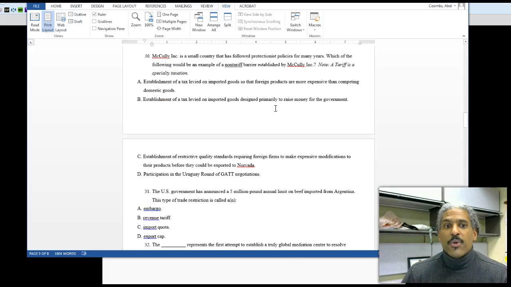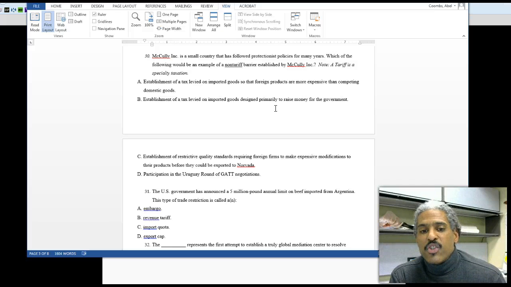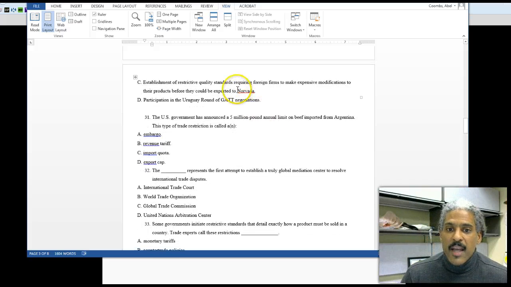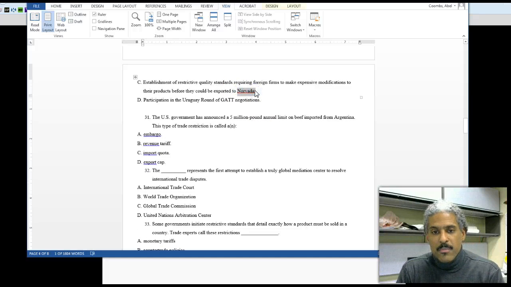Let's continue on. 30. Mr. McCully Inc. is a small country that has followed protectionist policies for many years. Which of the following would be an example of non-tariff barrier established by McCully Inc.? All right, small company. Non-tariff is a specialty taxation, right? So not a tax. So the answer is C. Establishment of restrictive quality standards requiring foreign firms to make expensive modification to their products before they could be exported to, and I got a typo here. It's Nevada, but it really should be McCully.